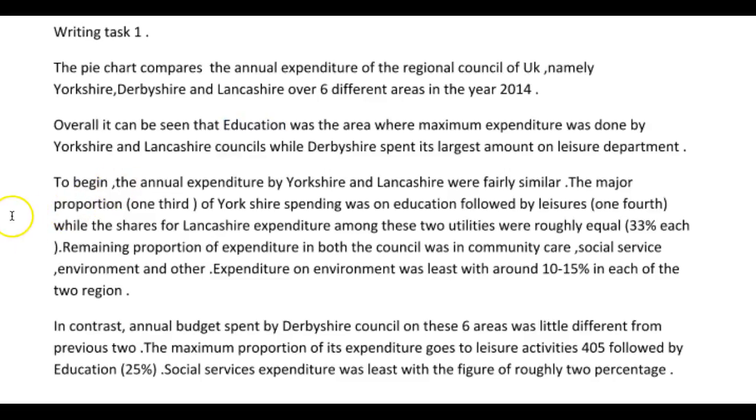To begin, the annual expenditure by Yorkshire and Lancashire were fairly similar. So we don't know what the expenditure was, we know the proportion that they spent their money on. So I would say to begin, I would say the annual proportion of expenditure by Yorkshire and Lancashire councils were fairly similar, with, and then combine these two sentences, with Yorkshire spending 1/3 on education, followed by 1/4 on leisure, no S, comma, while the shares for Lancashire expenditure among these utilities were roughly equal, 33% each.